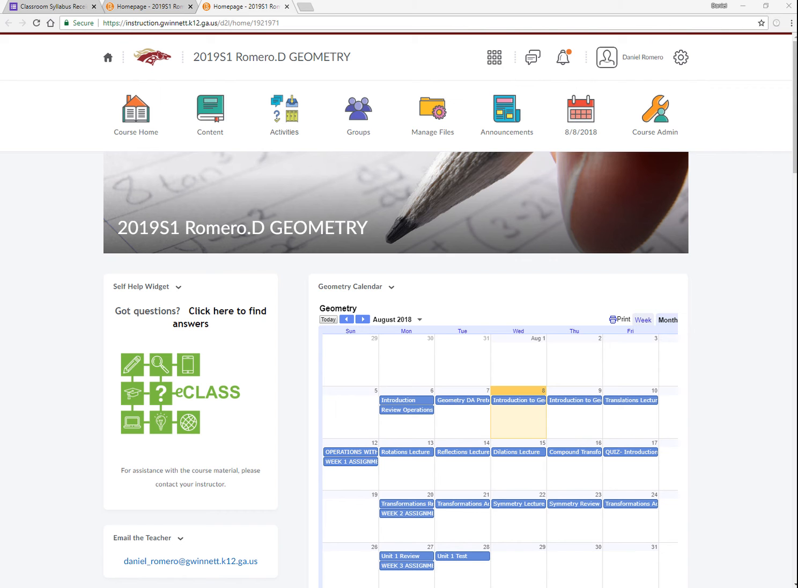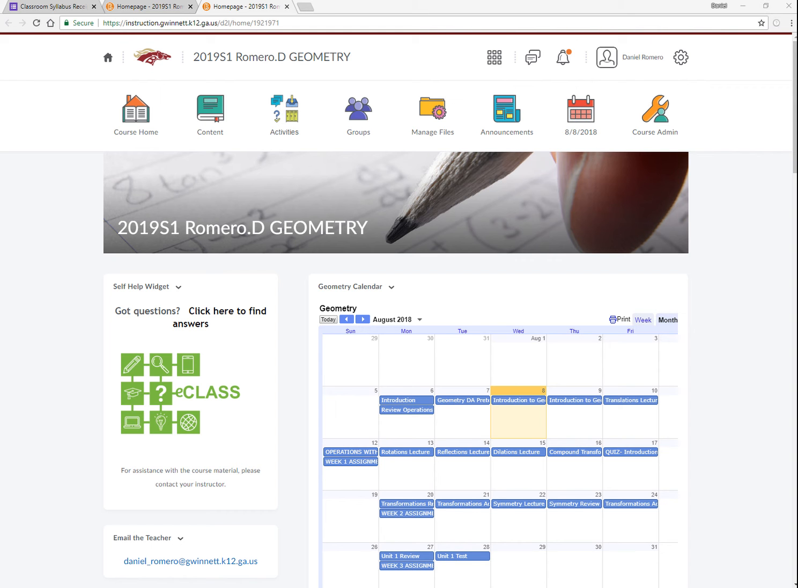Okay. So you recognize what's here, especially you guys being sophomores. You should know how to get to E-class. Does anybody not know how to get to E-class? Have you been in Gwinnett County before? So you know how to get to E-class? Sweet. Okay.